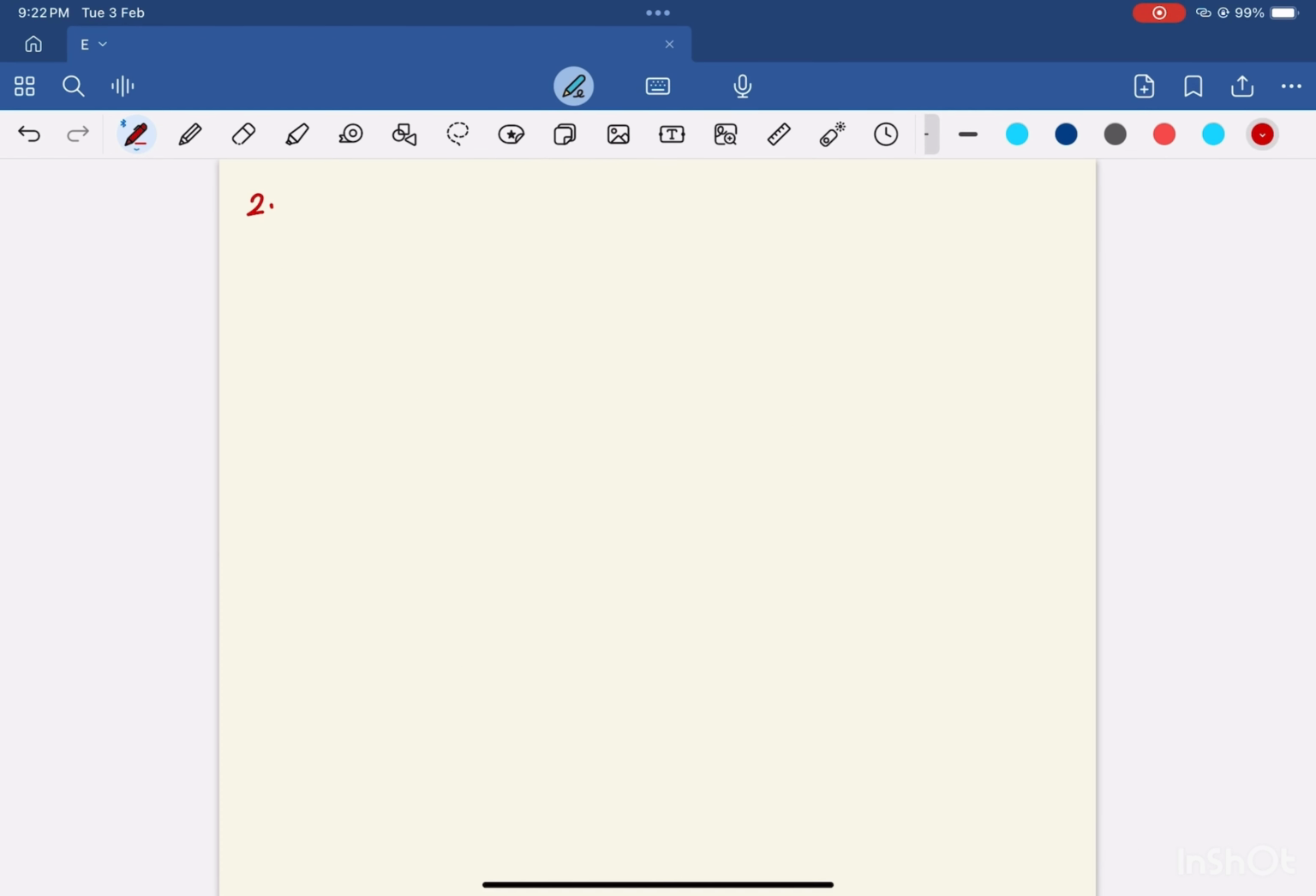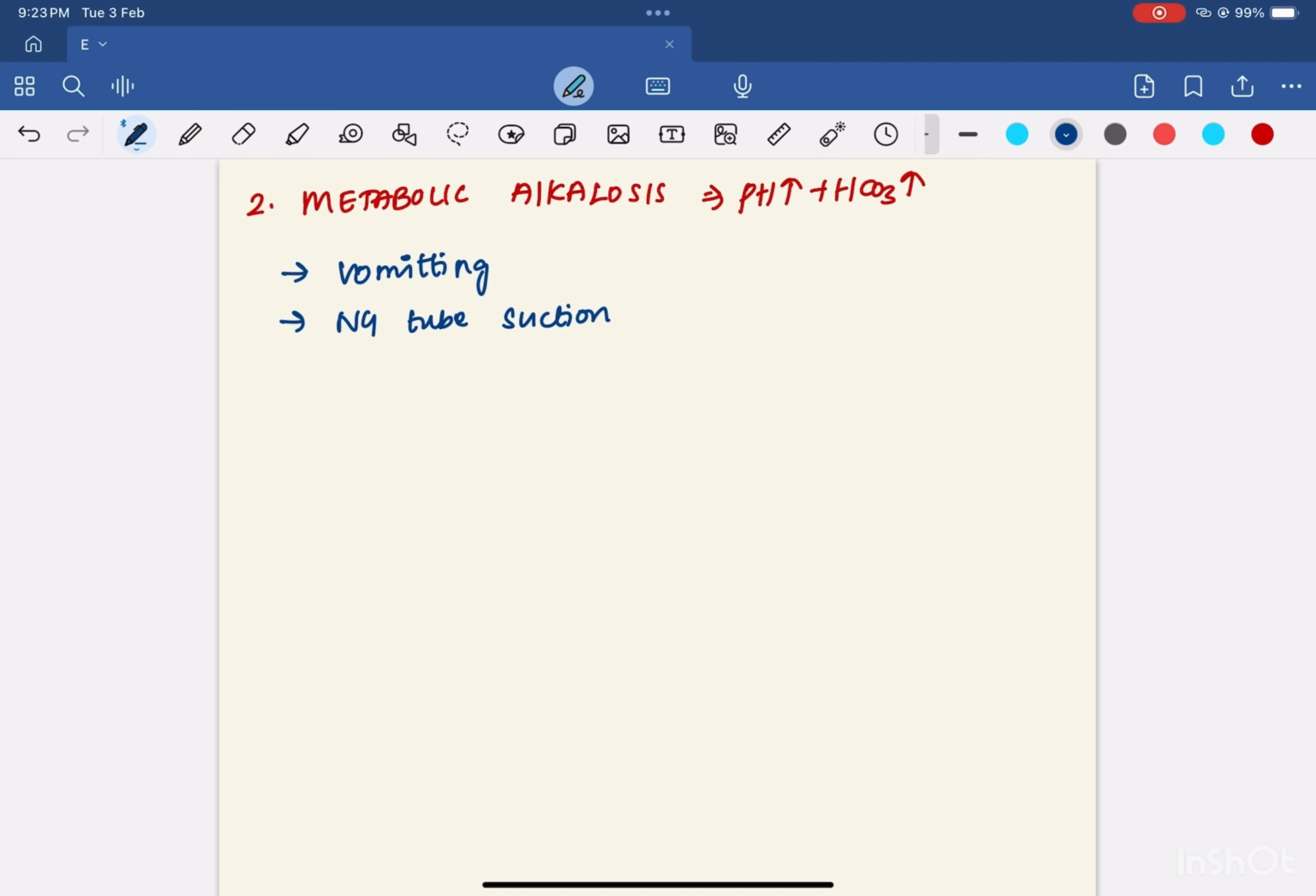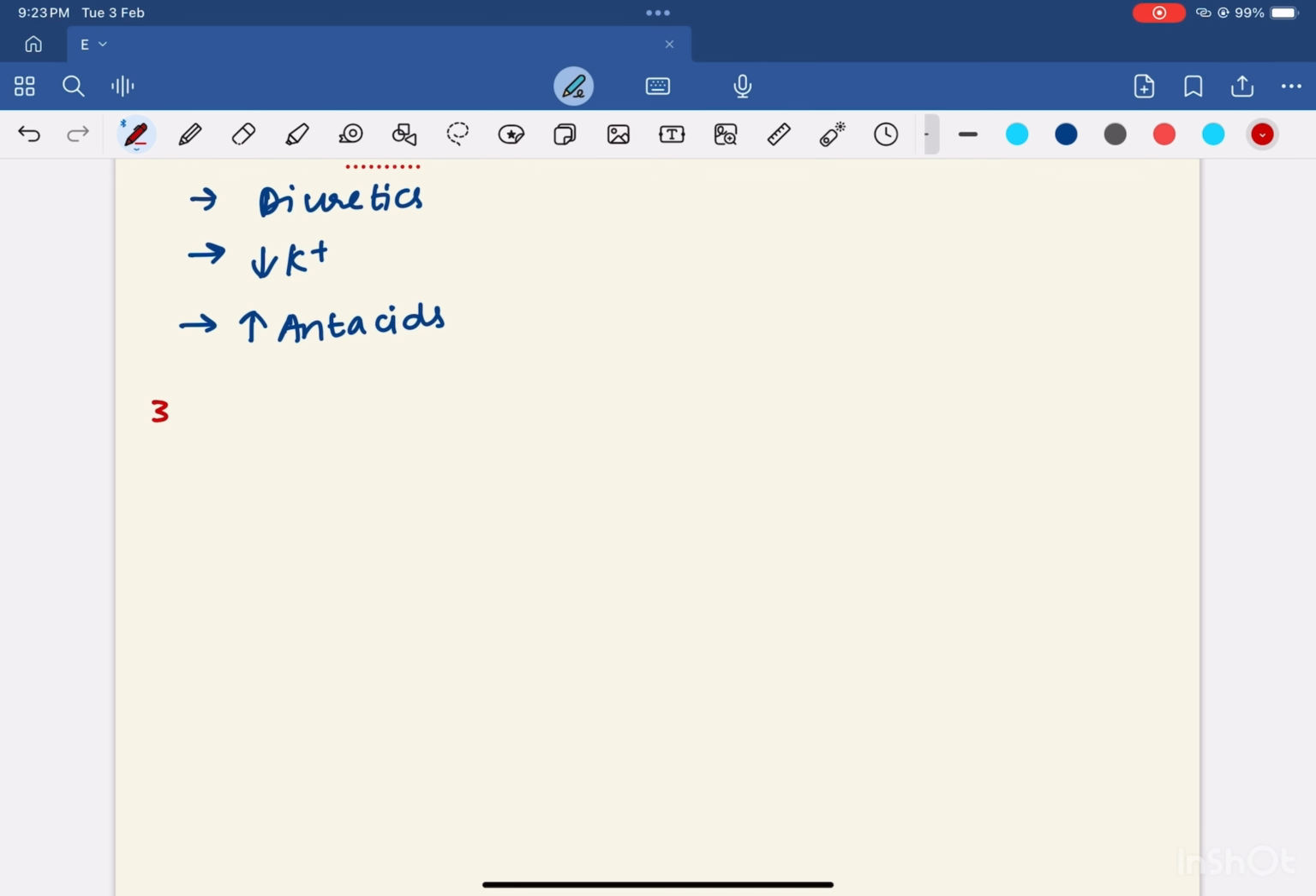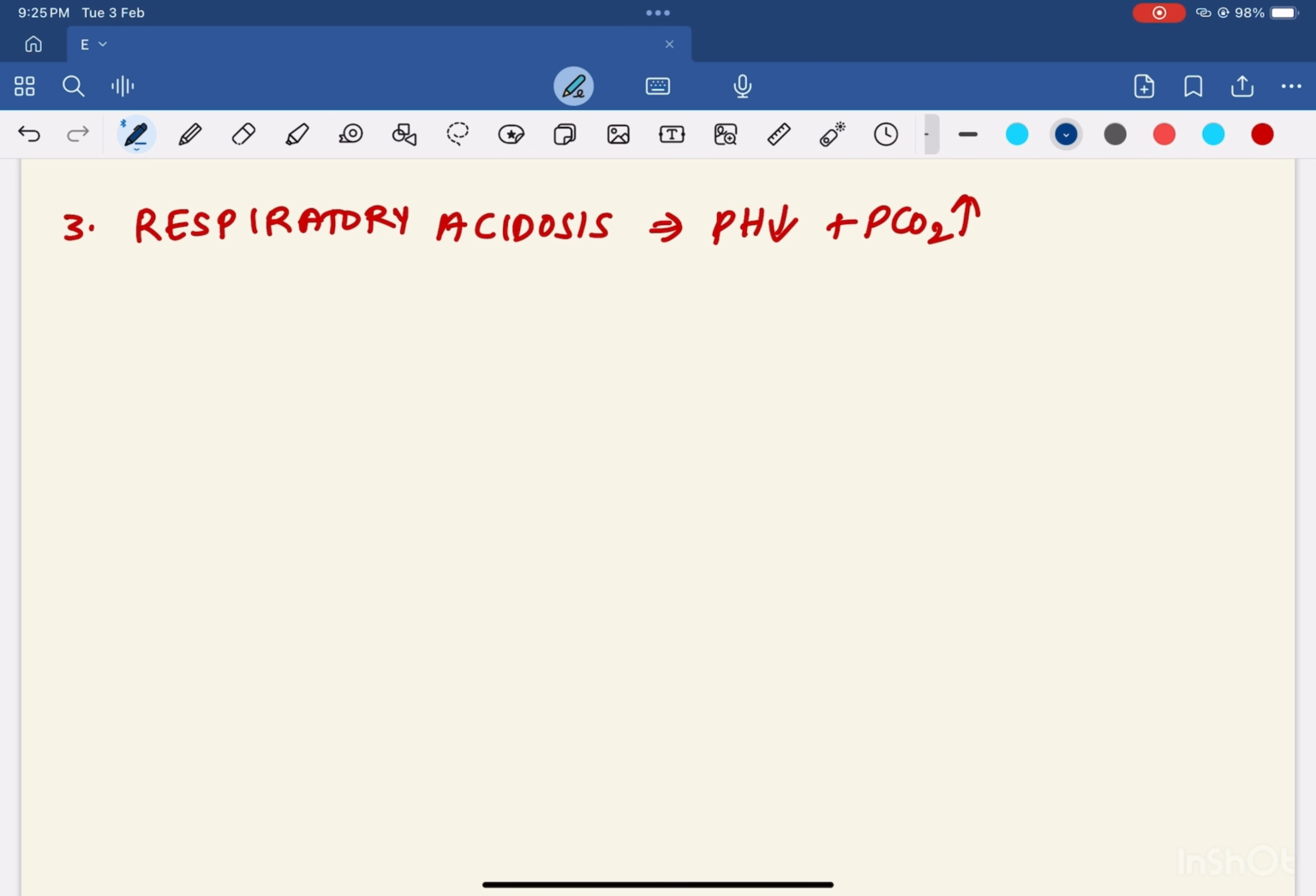Next, we are going to see metabolic alkalosis, in which pH is high and bicarbonate is also high. In metabolic alkalosis, in acidosis we saw diarrhea, so in alkalosis, vomiting is coming, NG tube suction is coming, and patients who are taking more diuretics. Diuretic patients mostly will come to a hypokalemic state. Also antacids.